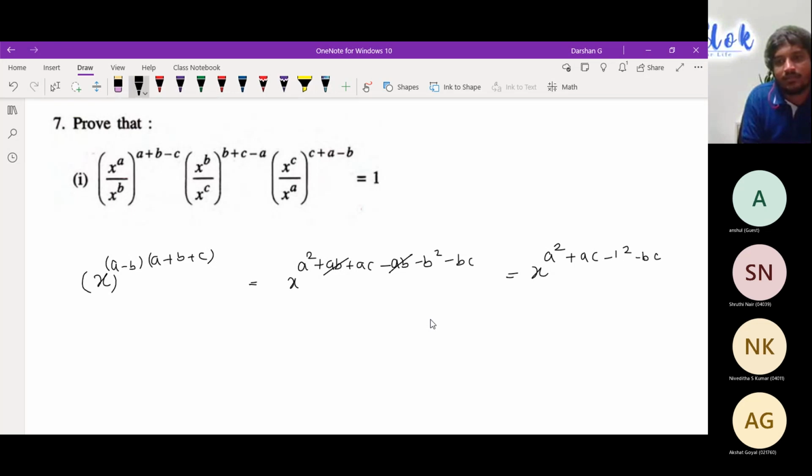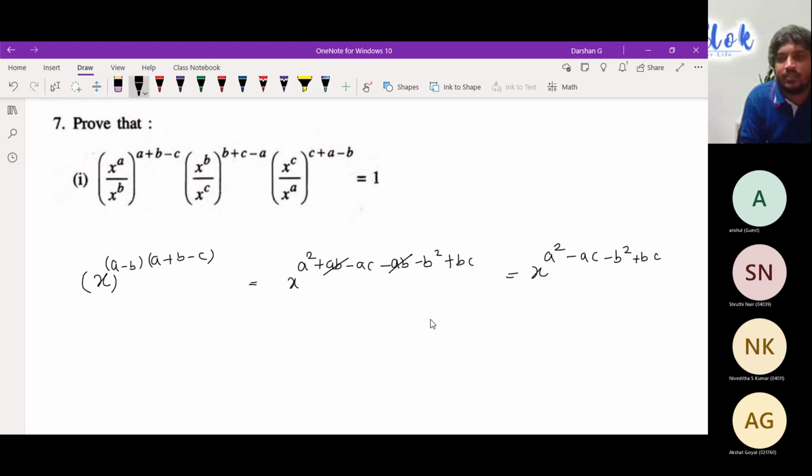In the question it's a plus b minus c. Oh, okay, sorry, I missed that. Minus. So if that is minus, I think my last terms would change, right? a square plus ab remains, and this will become minus ac, and minus ab minus b square plus bc.